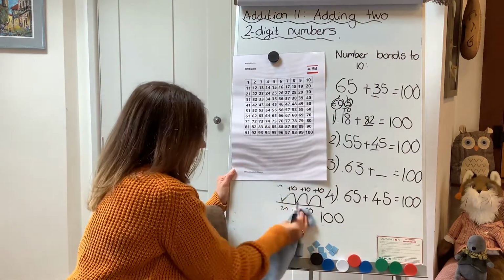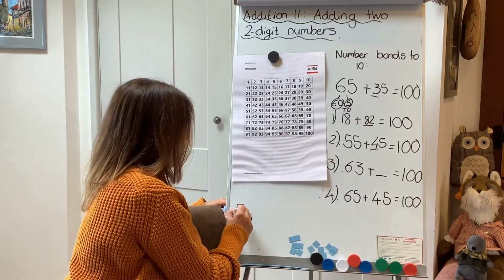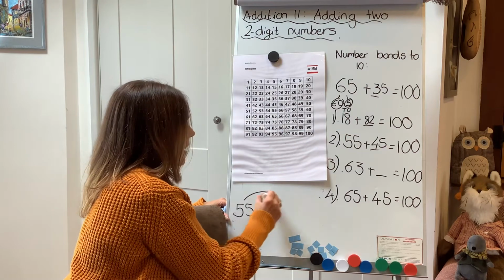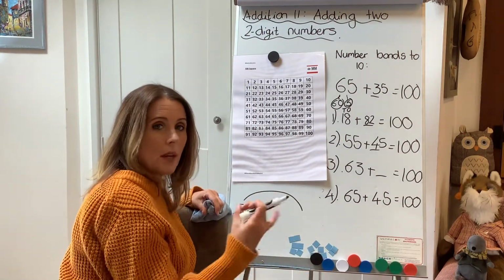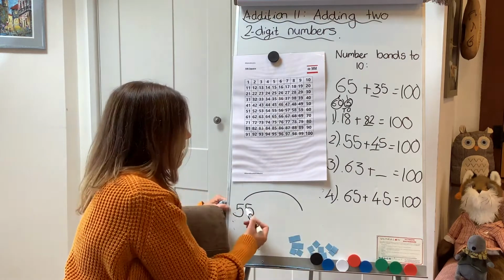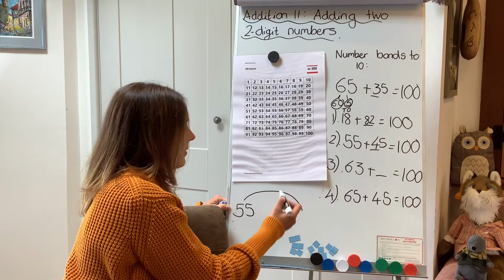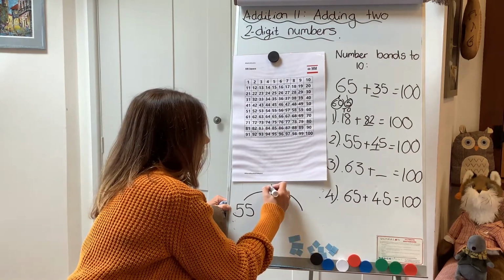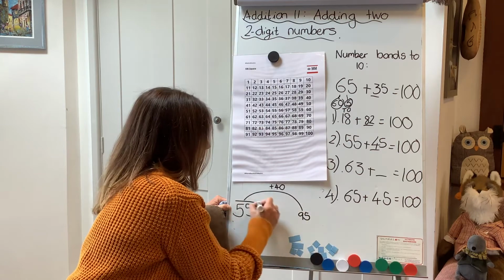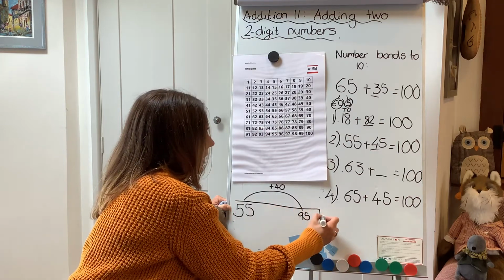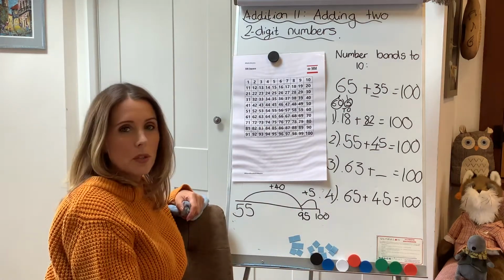The other thing you could do when using the number line is start at 55 and add on tens without going over the 100 barrier. So I know that I can add on from 55 to 65, 75, 85, 95. So if I add on 40, that will take me to 95 on the number line. And then I know that I just add on 5 more to get to 100.